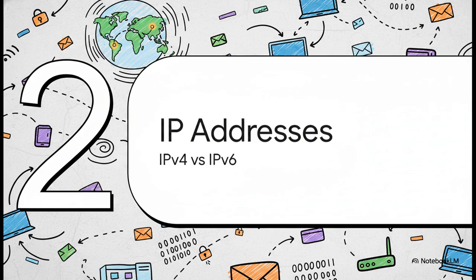Section 2. IP addresses, IPv4 versus IPv6. Moving on to logical addressing, let's look at how devices actually find each other globally, because without a logical address, routing packets would be completely impossible.